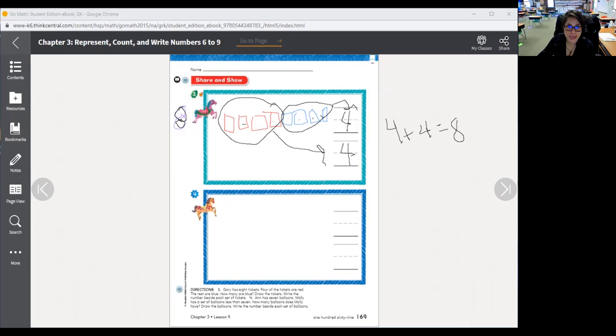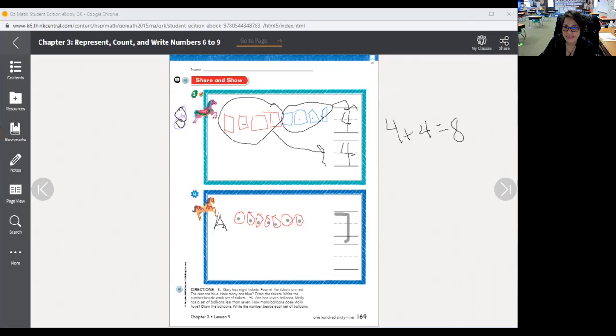So Anne has 7 balloons. We're going to do A for Anne, that's her name. And we're going to draw 7 balloons because she has 7 balloons, okay? So let's draw 7 balloons all together. 1, 2, 3, 4, 5, 6, 7. So we have 7 balloons. And we're going to count and double check that we have 7. We should always do that, okay? So we're going to touch it and count it. 1, 2, 3, 4, 5, 6, 7. So yes, we have 7 balloons.